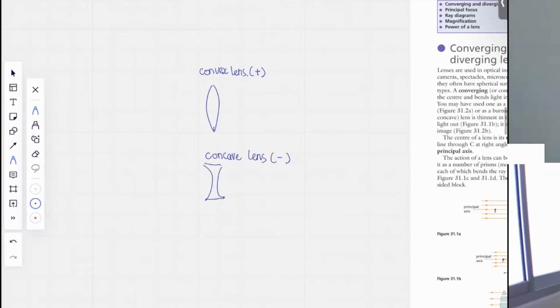Okay, concave lens. Most of the spectacles for young people are concave, or negative.